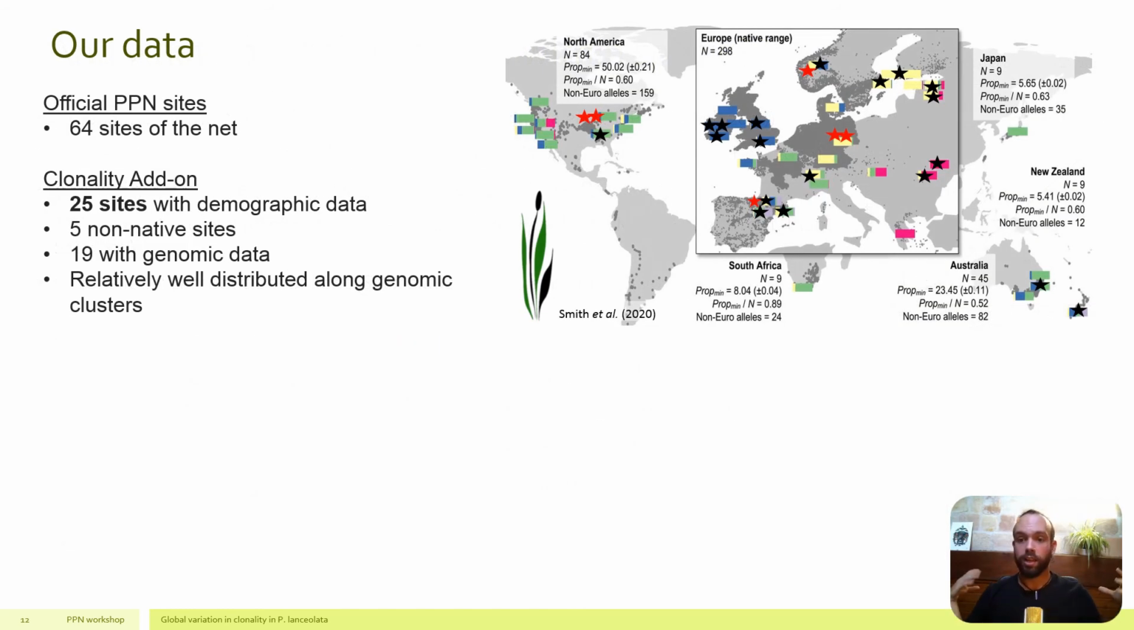To finish, I will present you our data from our 64 sites of the network. 25 sites agreed to perform this clonality protocol. From these 25, 19 have this genomic data from the Annabelle paper, and only 5 are in non-native sites, but we don't care much because, as you can see in the map, our sites are relatively well distributed around the world and also along genomic clusters.